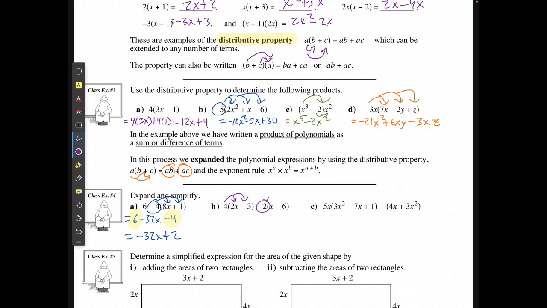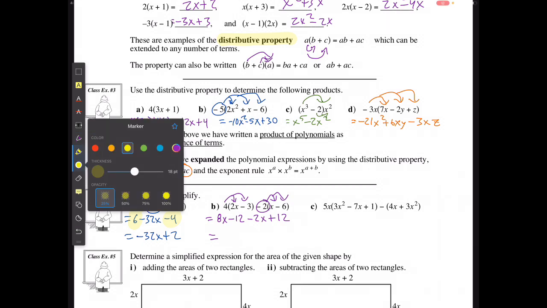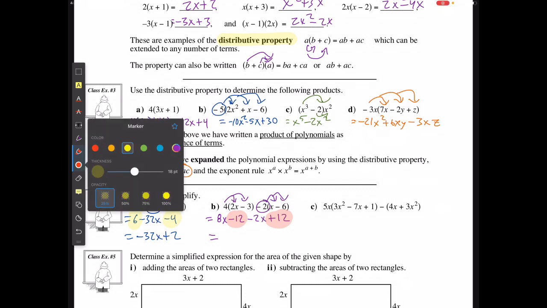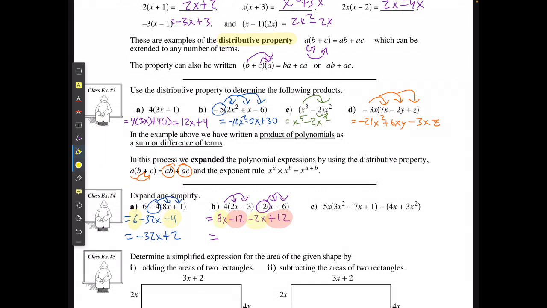In the second case, I'm going to take the 4 and expand it out into both parts. And I'm going to take the negative 2 and expand it out into both parts. So this is going to give me 8x minus 12 minus 2x plus 12. When I combine the like terms, the funny thing is I can see right away that the negative 12 and the positive 12 are going to cancel each other out. I can still combine the 8x and the negative 2x, and I'm just left with 6x.